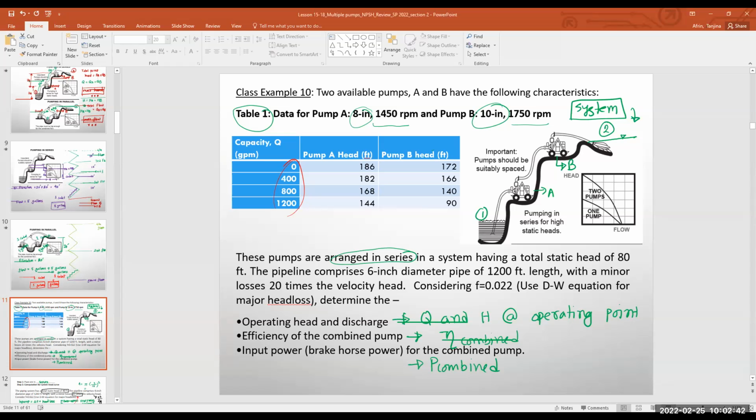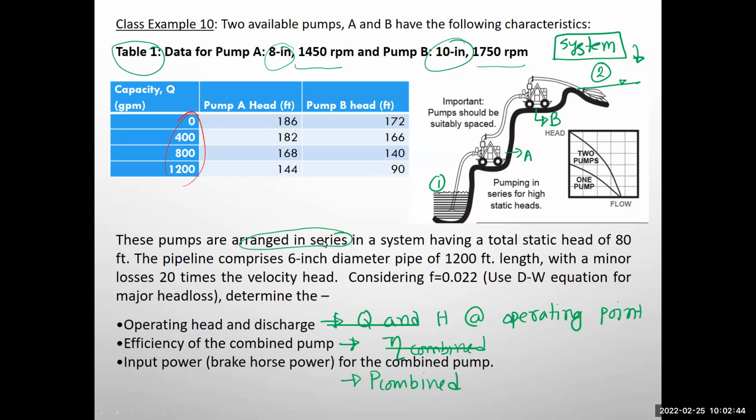Okay, so in last class we started discussing, if we add multiple pumps, what will be the final pump characteristics, like what will be the combined efficiency, what will be the combined power, what will be the operating points and everything. So we know there can be two ways to add multiple pumps in a system. It can be in series or in parallel.